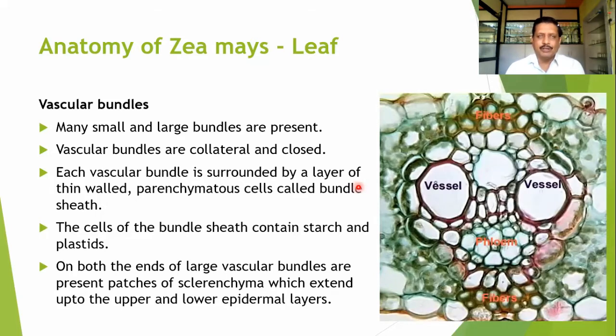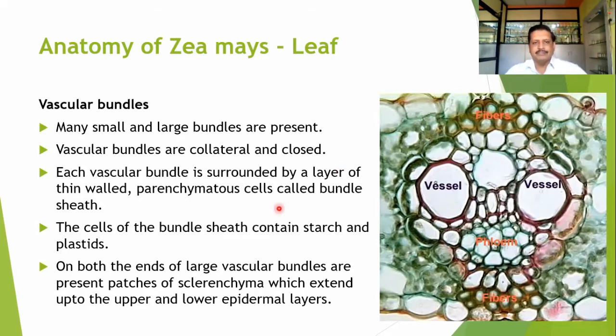Then we shift to the vascular bundles present in the leaf region, particularly the veins. Veins are nothing but the conducting elements. They conduct water and minerals. So vascular bundles are present. These are normally small or large bundles. As per the size of the veins, the bundle size may vary. Vascular bundles are mostly collateral and closed, having a bundle sheath. The outer sheath is there, so the vascular bundles are closed.